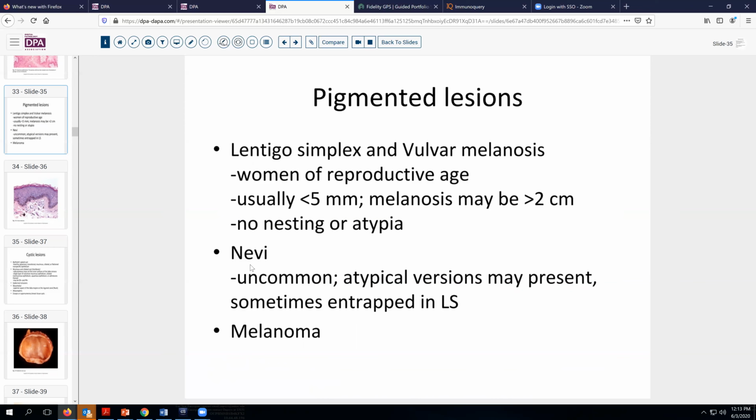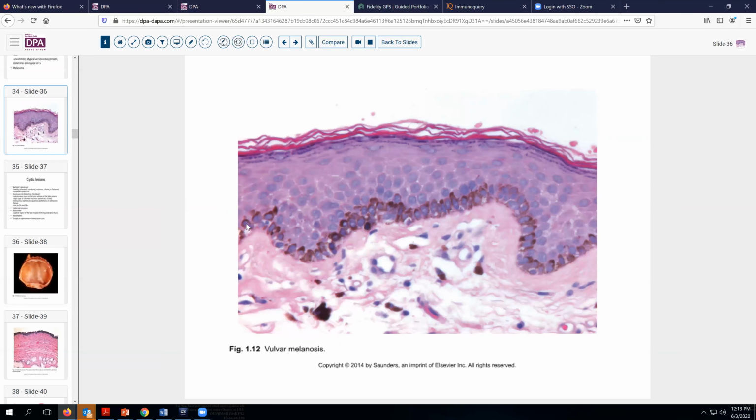We can develop nevi in this area, and of course we will talk briefly about melanoma later on if we get to that stage. So here's a nice image of what vulvar melanosis would look like. Hyperpigmentation along the squamo-submucosal junction and presence of pigmentation in the basal keratinocytes.